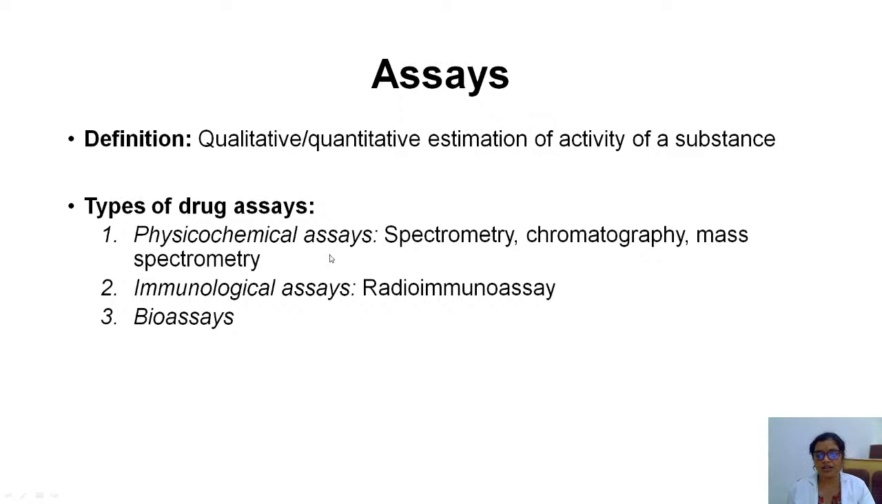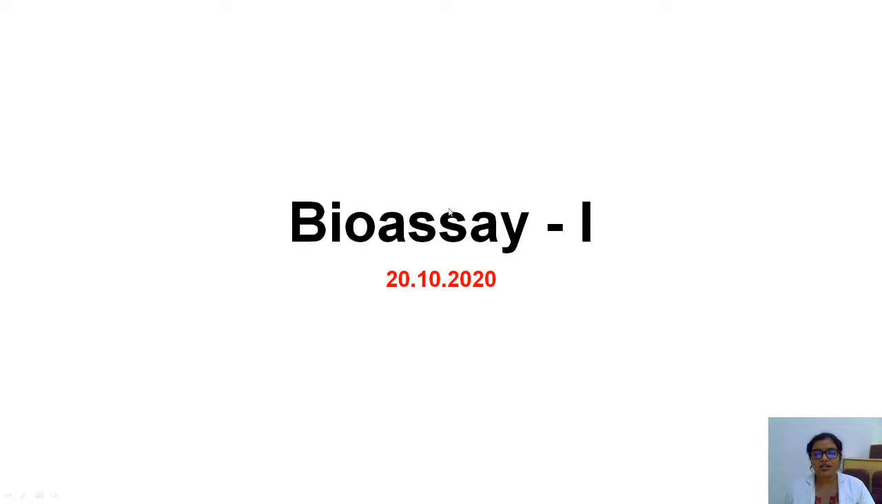First is the physicochemical assay, which uses chemical or physical methods like spectrometry, chromatography, and mass spectrometry. These are used to measure the concentration of the drug present in a given sample, and also the structure of the drug. The activity of the drug is considered a function of the concentration of the drug. So if you know the concentration, the higher the concentration, the higher the activity. These physicochemical assays can be used to indirectly measure the activity of the substance.